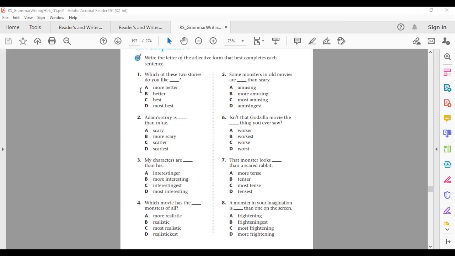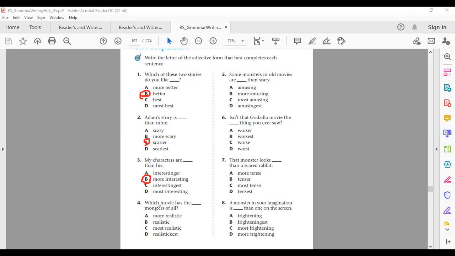Okay, let's go down. Which of these two stories do you like better, best, or most best? What do you think? All of you, answer. Better. Okay, I saved your day another time. Number 2: Adam's story is scarier than mine, because I have two people I compare between. My characters are more interesting than his.